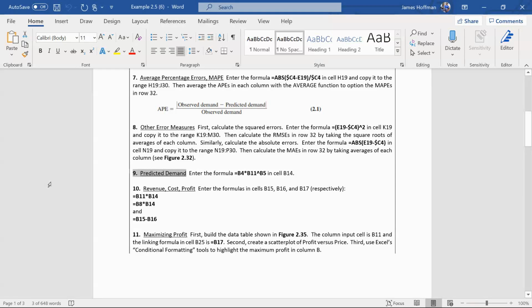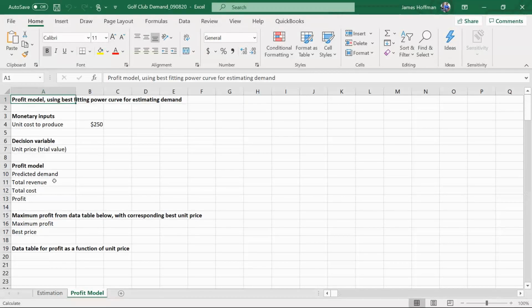All right, so let's go back to the spreadsheet. And so you should see this stuff on the profit model. And so with the power model that we determined was the better fit, we're going to try to maximize profit and see how that changes when we change a few things, like the cost to produce golf clubs and the unit selling price of golf clubs. Okay, so we need to add one little section in here, and that is to put in the parameters of the best fitting curve from the previous tab.